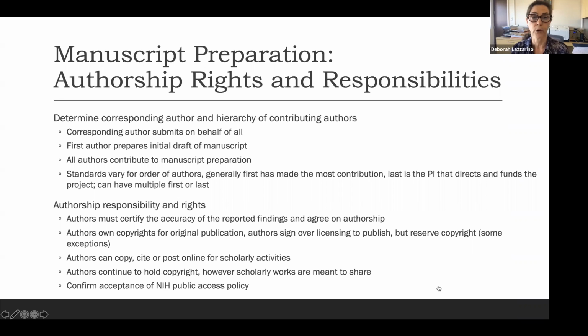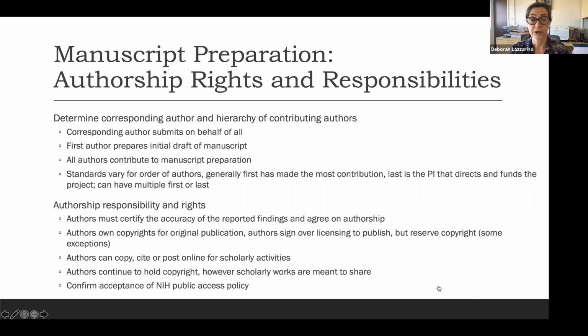So when you're at the point of manuscript preparation, you want to define the corresponding author. The corresponding author doesn't have to be the senior author. Generally, the senior author is the faculty principal investigator on the project that oversees the project and the laboratory, but it doesn't have to be. So the corresponding author is defined. The first author is defined, and that is usually the author that has put in the majority of the work into the project and will prepare the first initial draft of the manuscript.